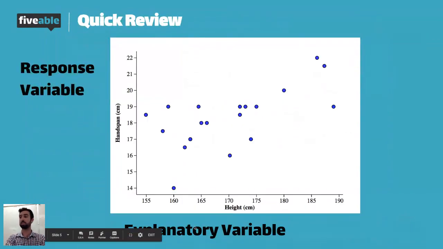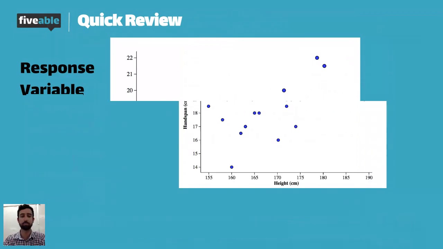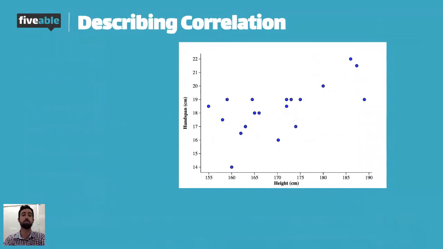This is my explanatory variable, the x. My response variable is always your y. Remember, your explanatory explains what would happen in your y. And when we describe correlation, this is from the last video, but I do want to give you guys a minute to check it out and make sure we're up to date.